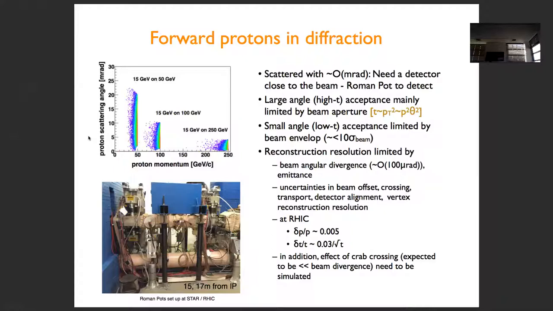The small angle limit comes from the beam having some intrinsic size, depending on the beam properties. You typically cannot get closer than 10 sigma of the beam size, or 8 sigma or so. If you get closer, you're just swamped by the real beam particles and there's no measurement. These are two very important considerations for any forward nuclear measurement, and most important early on for the interaction region design: make the aperture larger, and make the beam envelope as small as possible. These are the two constraints.